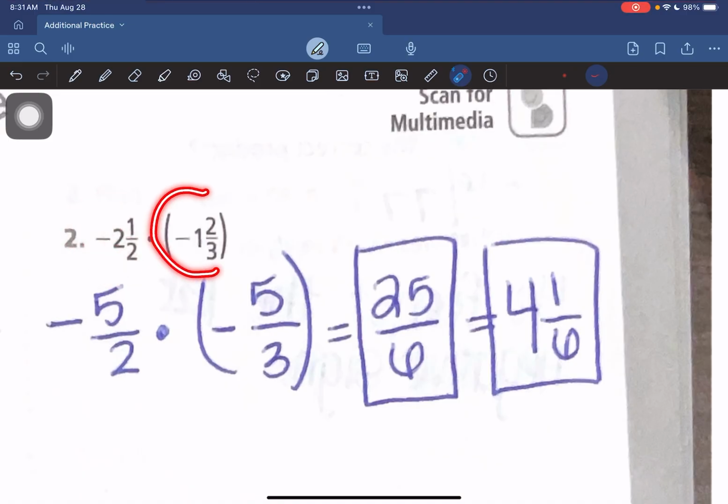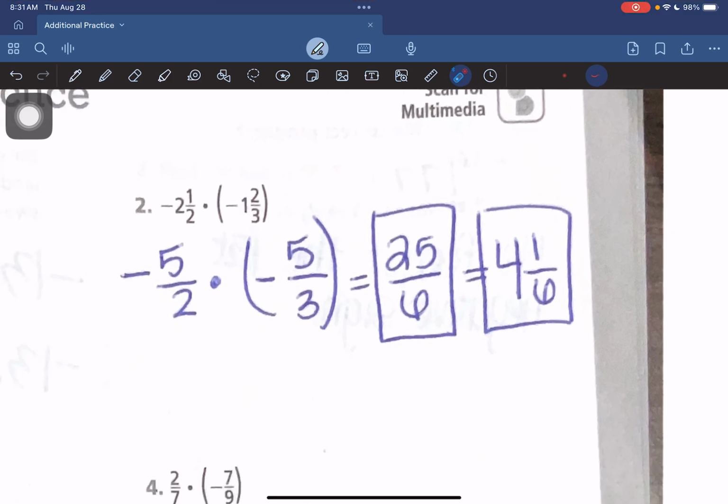We do that same thing here. We multiply the 3 and the 1, then we add the 2, and we put it back over the denominator, giving us negative 5/3. Again, we have a negative times a negative, so we're going to have a positive answer. 25/6, which we did do some long division.